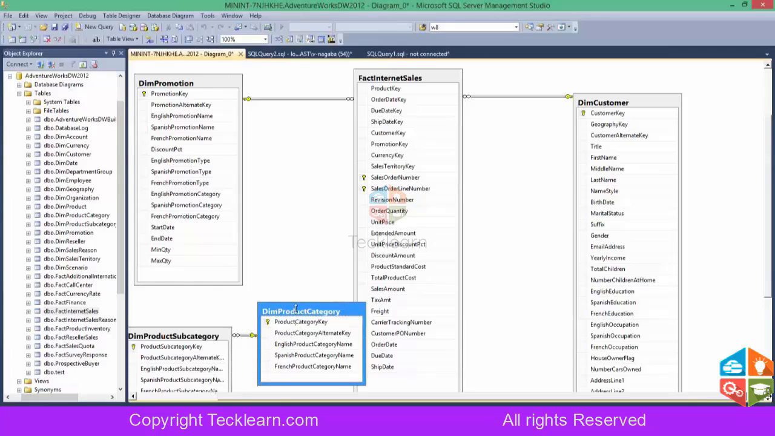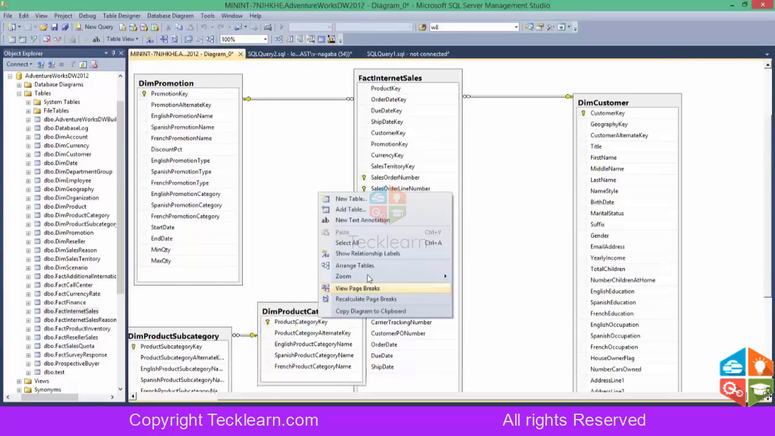Okay, so there is no key, product category key. This product category, product key.